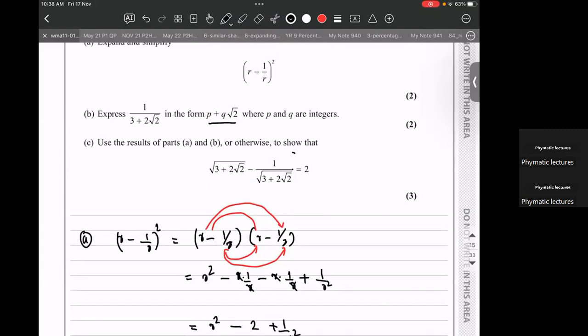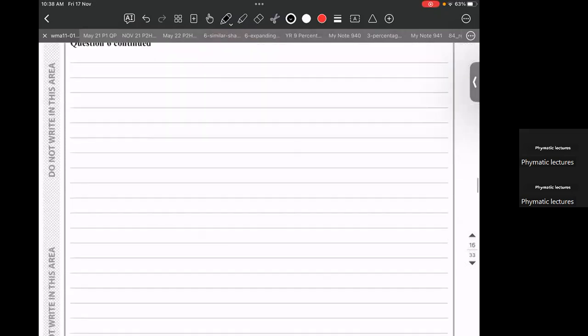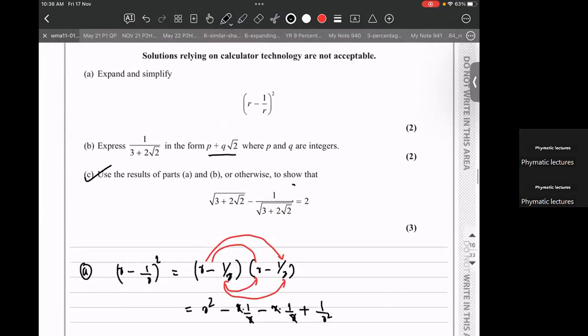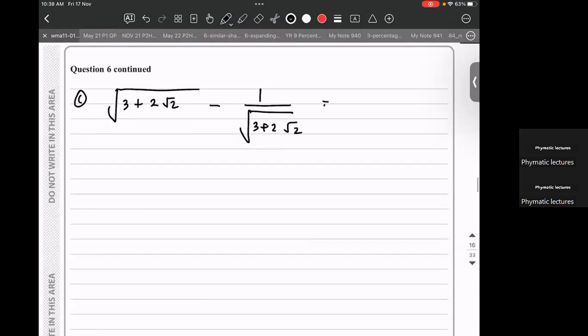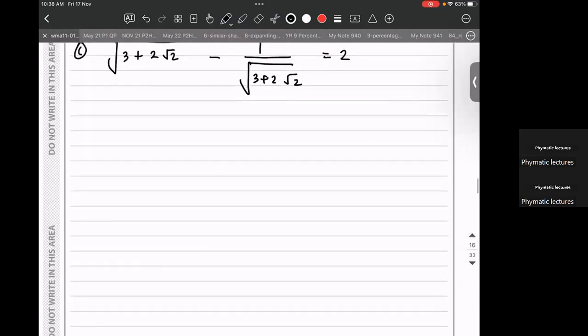Now move to the C part of this question. See this question: use the result of part A and part B or otherwise to show that root of (3 plus 2 root 2) minus 1 by root of (3 plus 2 root 2) is equal to 2. So how will you solve this question? It is very simple. First of all, you write down that. So this is slightly confusing, but it's okay. Root of (3 plus 2 root 2) minus 1 by root of (3 plus 2 root 2). And we need to show this as equivalent to 2.